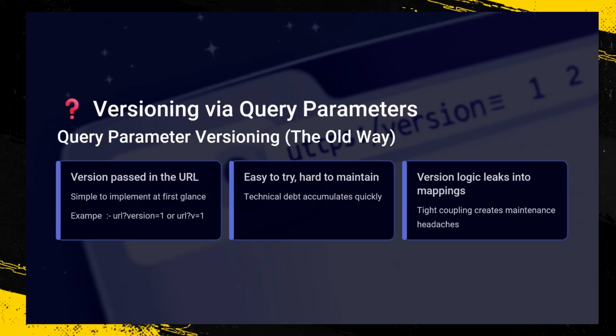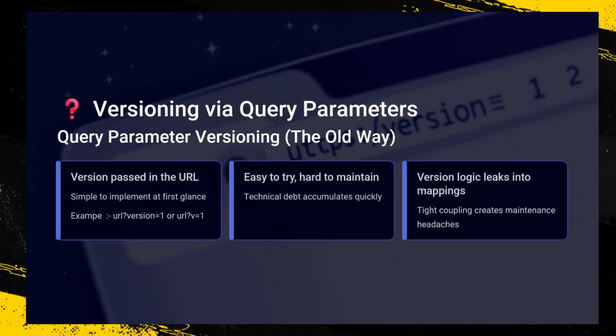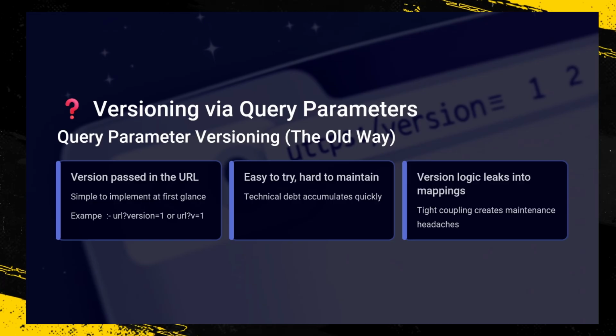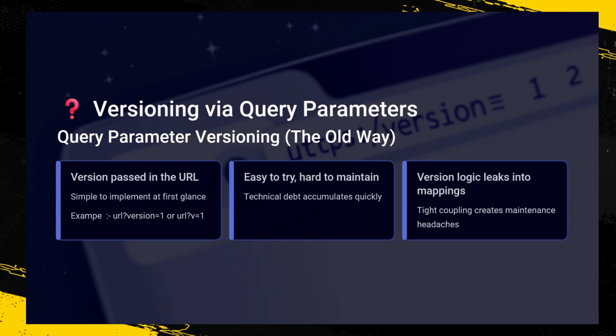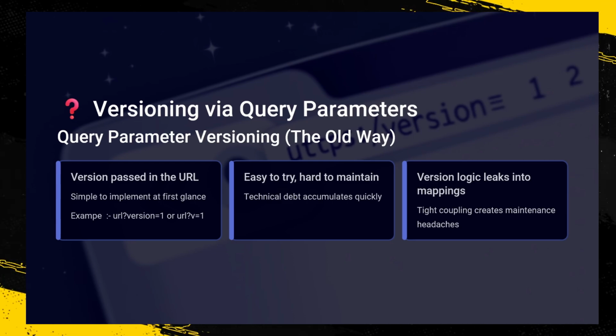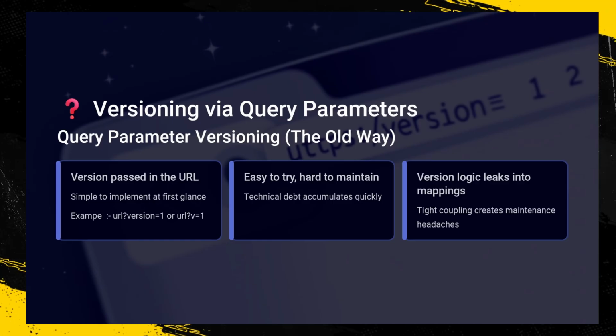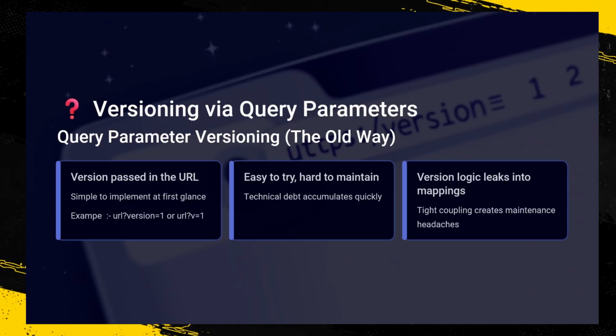Let's move on to the versioning strategies. So first of all, let's start with the classic old-school query parameter versioning. This is when you have ?v=2 or ?version=1 in the URL. It's often the easiest for browsers, but again, the old way is too messy.